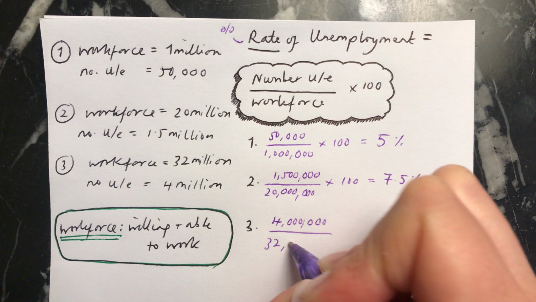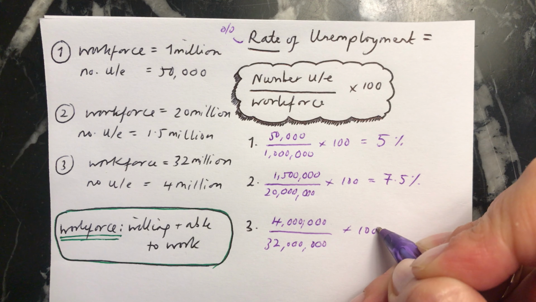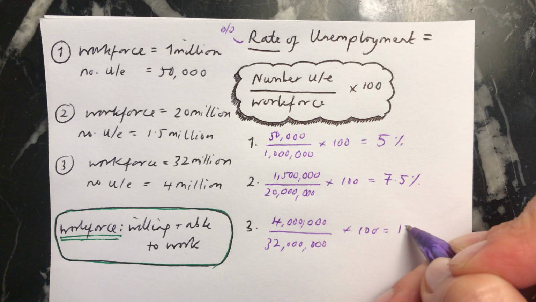And the last one, number 3, we know that we've got 4 million people who are unemployed out of a workforce of 32 million people. Multiply by 100. And that one is 12.5%.